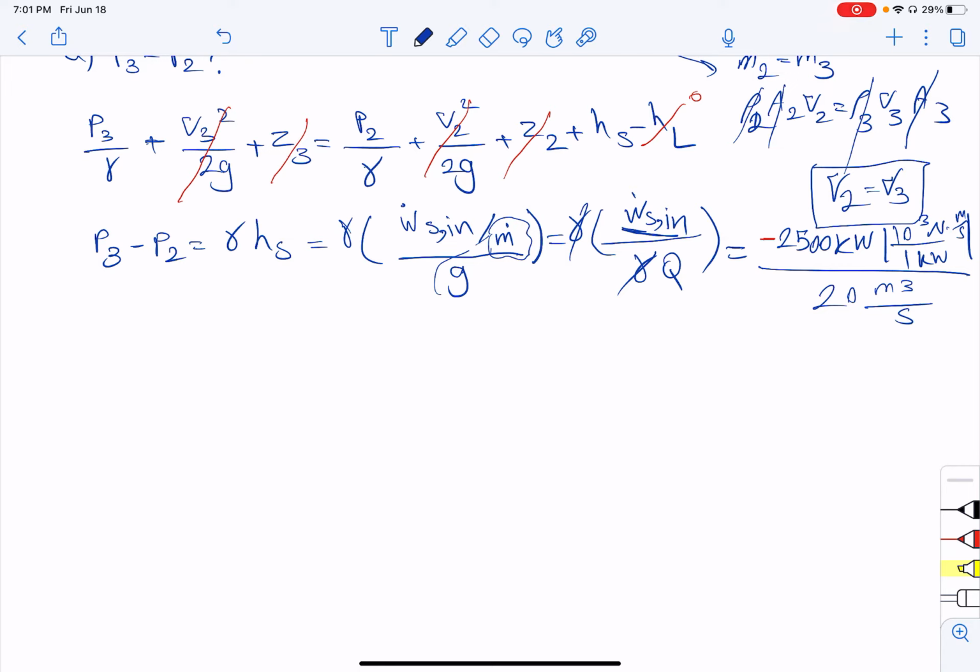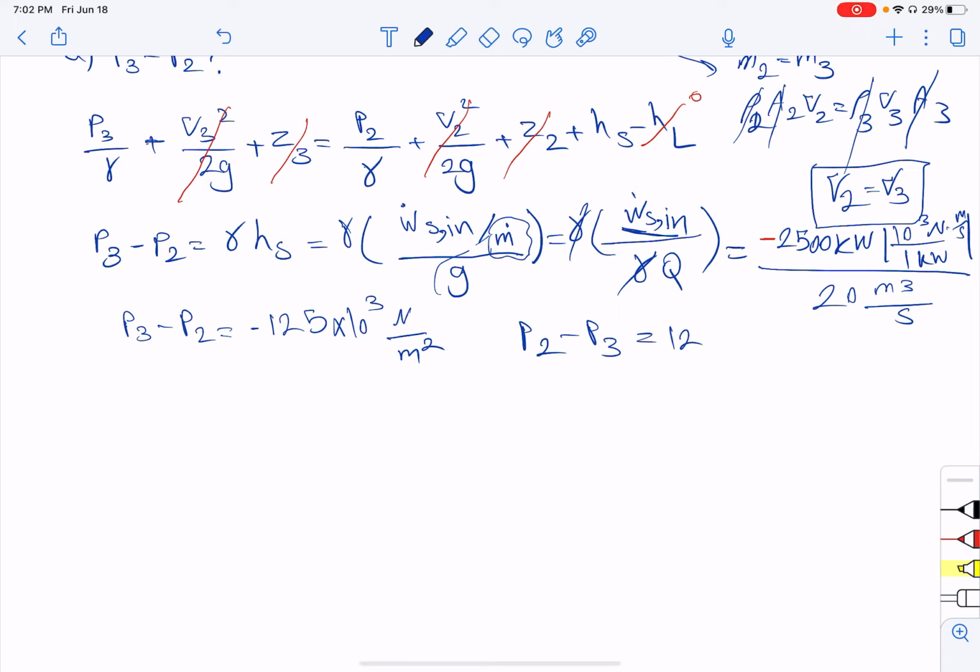Now from here we get P3 minus P2 is minus 125 times 10 to the 3 Newton per square meter, or we can also say that P2 minus P3 is 125 kilopascal, right?